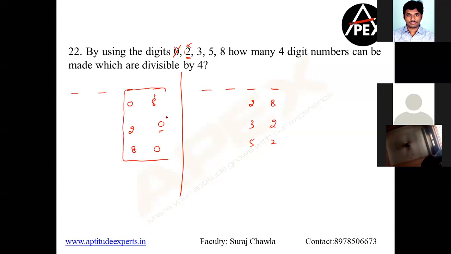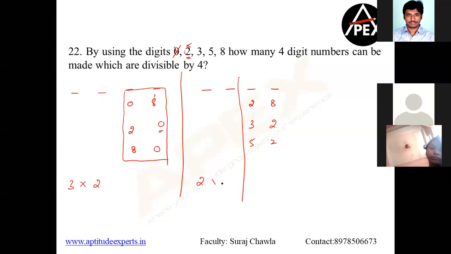You'll have two different groups of calculation. This group of calculation says you will have 3 into 2 in the first two places. But this group of calculation will say you will have 2 into 2 in the first two places. Clear, Ashwin?